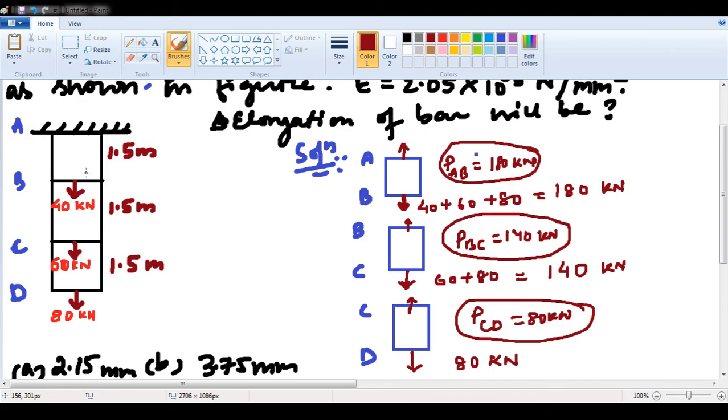Now, not to confuse here, section AB: if this is you and you are hanging from a wall, how much force do you require to come from the wall? 40 kilonewton. If someone else hangs on you, how much extra do you need? 40 as well as 60, that is 100, right? Whereas in this third case, obviously only 80 is required. So in the first case, that is 40, 60 and 80. Second case, section BC, that will be 60 and 80, and section CD only 80.